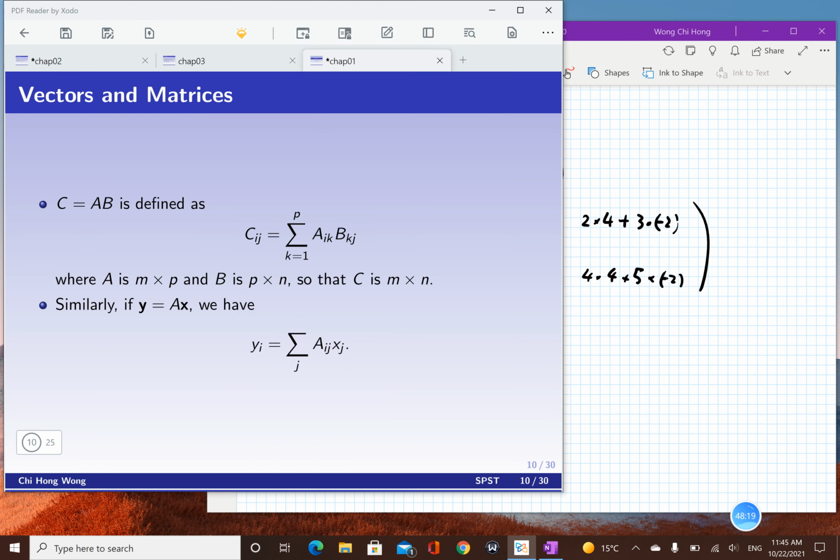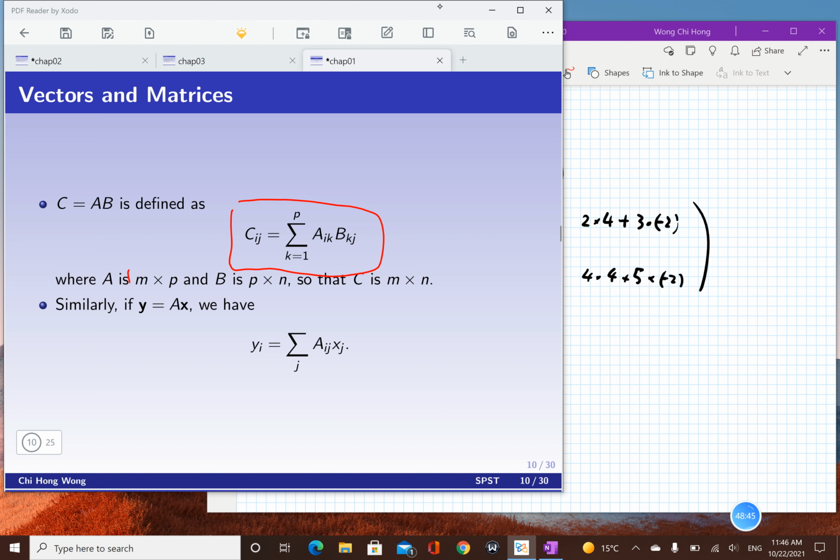Don't worry too much about this notation here. I've got C_ij equals the sum of A_ik times B_kj, that sort of thing. It is the way we write it if you prefer summation notation, but it's kind of complicated to read if you are not familiar.